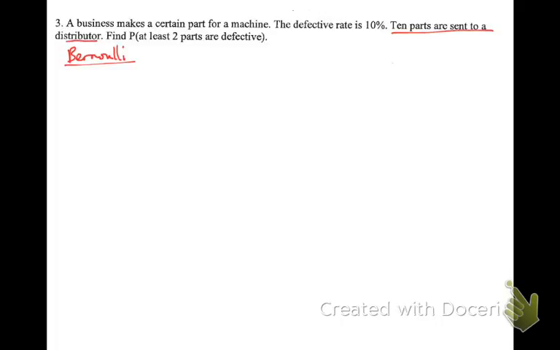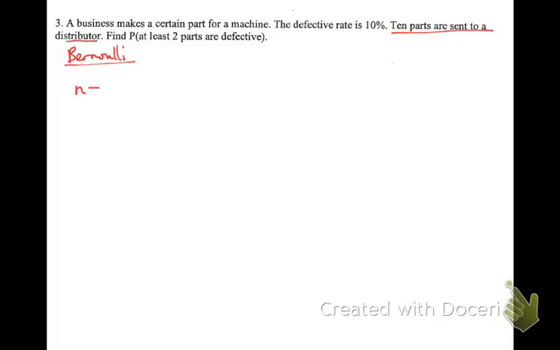Now let's just say, for instance, you were in a shop and you had 10 items on a shelf, and the defective rate of the products in there is 10%. Once you pick an item off the shelf, the probability you choose the defective would change, because you might have gotten the defective, you might not have. But if you're just sending things in bulk to a distributor, that's going to be Bernoulli.